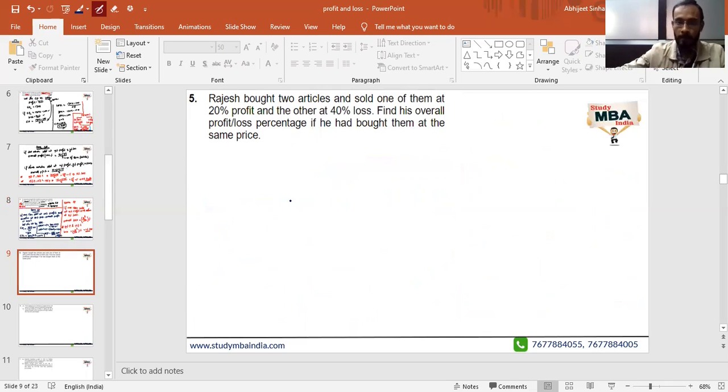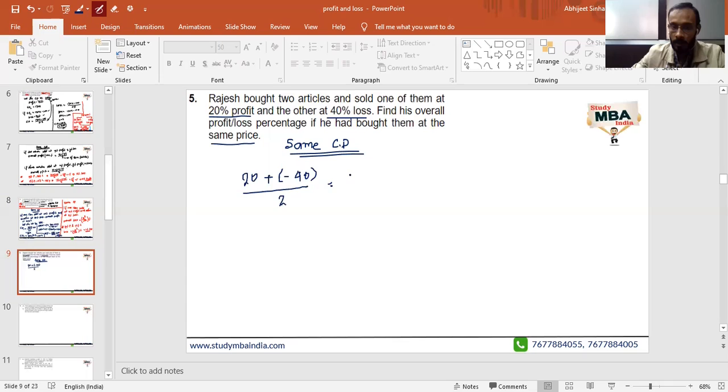Rajesh bought 2 articles and sold one of them at 20% profit and the other at 40% loss. Find his overall profit or loss if he bought at the same price. That means what? Here CP is same. तो ये तो quite easy है. 20% profit, so this is 20, plus 40% loss, minus 40. There are only 2 articles, so this is by 2. So what you will get is minus 20 by 2, which is minus 10, which means 10% loss overall, right?